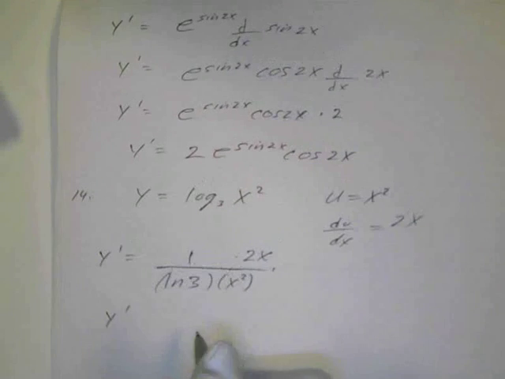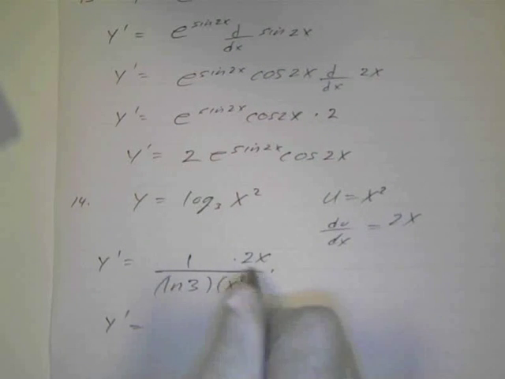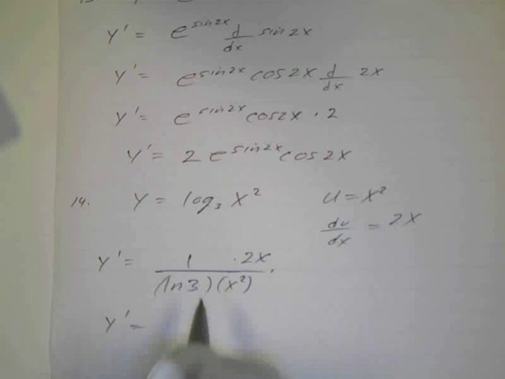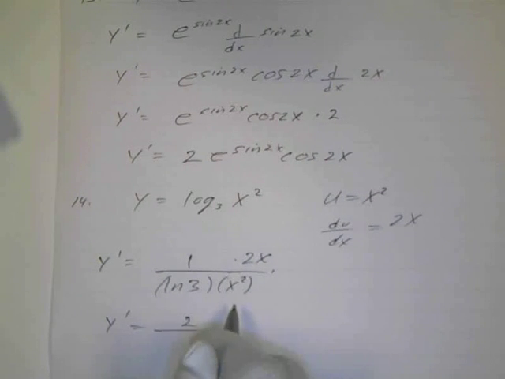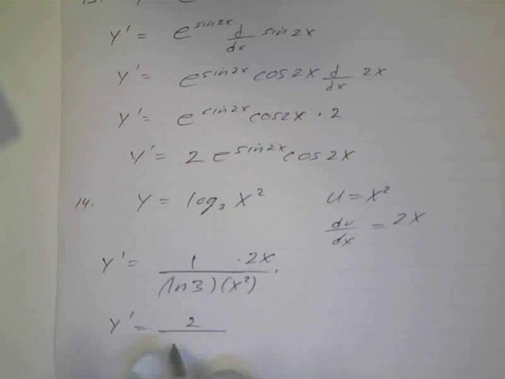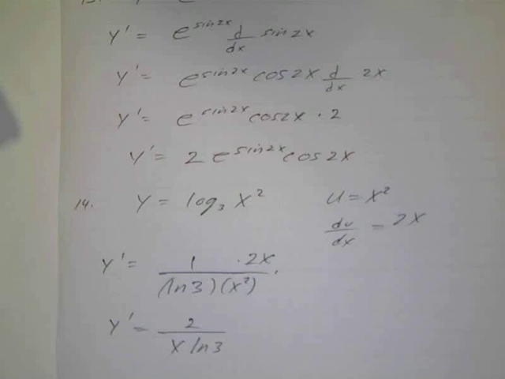So y prime will equal, and then one of these x's will cancel, so I just have 2 on the top, left, and I have x natural log of 3. We could write it like that, x natural log of 3. So that's all you have there for 14.